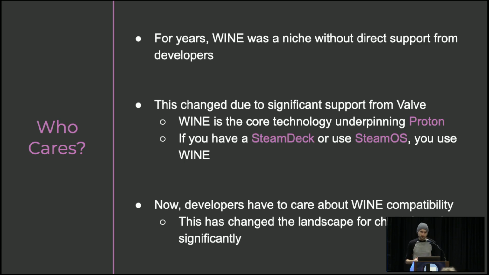Wine is actually the core technology that's underpinning Valve's Proton, which is a suite of all sorts of software that allows you to run video games on Linux using Wine really as the core component. So to simplify, if you own a Steam Deck or for some reason you use SteamOS, you're already using Wine. That's how games work on those platforms. And so what this means is that developers suddenly have to care about Wine compatibility because there's actually an audience there. It's no longer a niche.